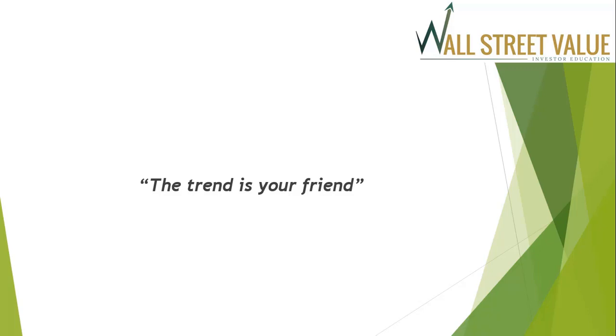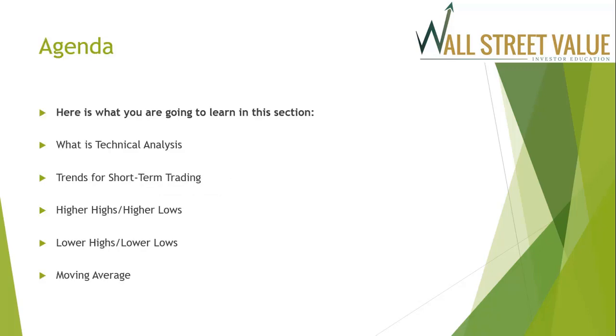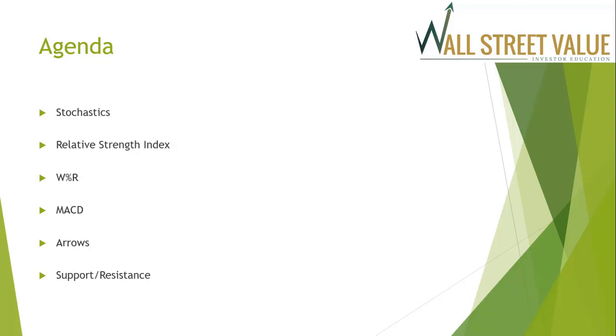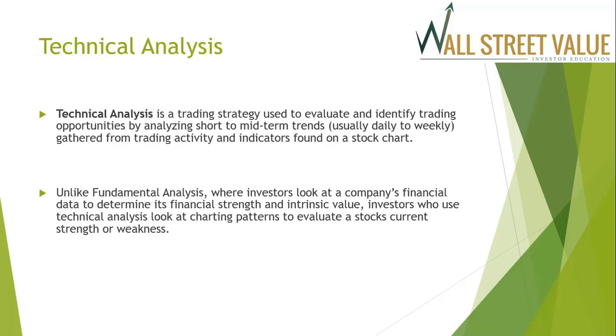The trend is your friend. And today we're going to cover the following topics. What is technical analysis? We're going to show you how to spot trends for short-term trading. We're going to show you what higher highs and higher lows are compared to lower highs and lower lows. Then we're going to get into some of the important indicators that we use, starting with the moving average, stochastics, the relative strength index, the Williams percent R, and then finally the moving average convergence divergence, also known as the MACD. And we're going to show you how to use the arrows in conjunction with these indicators, and we're going to wrap up the section by going over support and resistance.